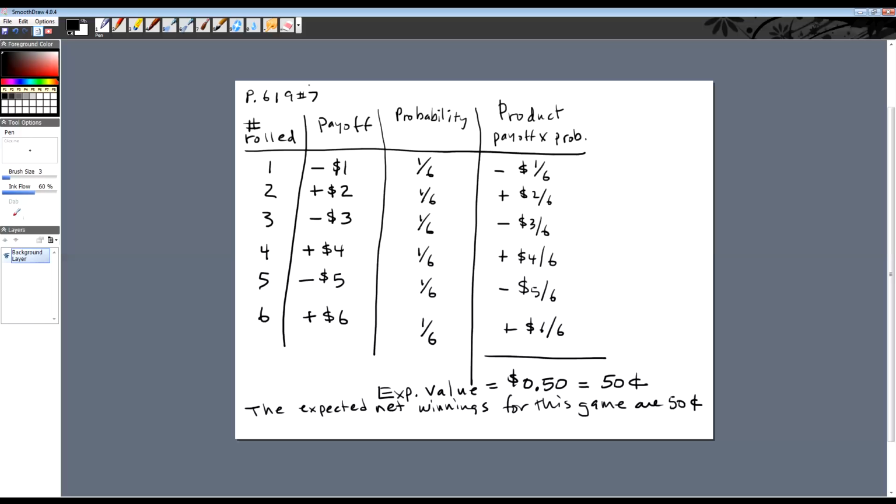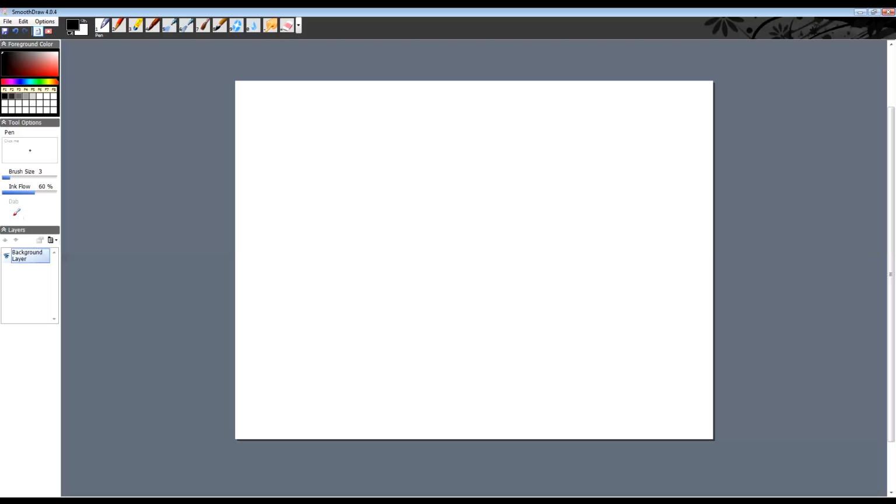Look at number 11. This is page 620, number 11. Expected number of absences in a math class. In a certain mathematics class, the probabilities have been empirically determined for various numbers of absentees on any given day. These values are shown in the table below. Find the expected number of absentees on a given day. Give the answer to 2 decimal places.